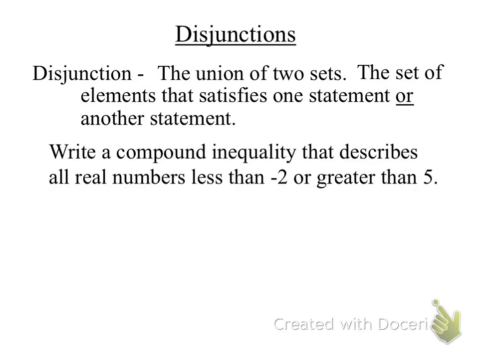Now, let's write this. Numbers, now look here. It's very different. In the other problem, you had an AND here, and here you have an OR. So we have all real numbers less than negative 2. X is less than negative 2. Or all real numbers greater than 5. X is greater than 5. This is an OR.